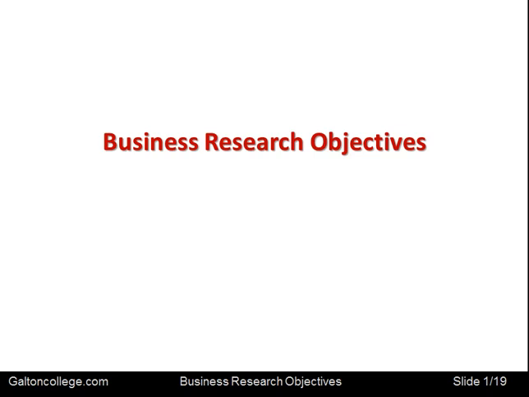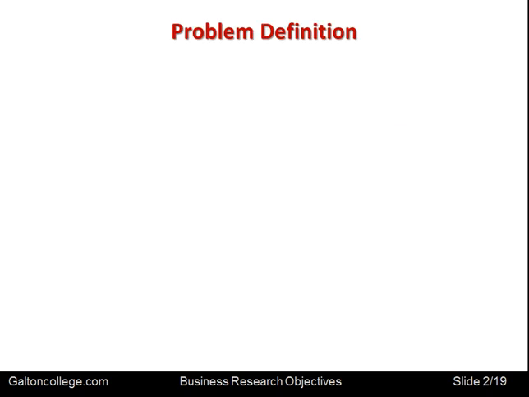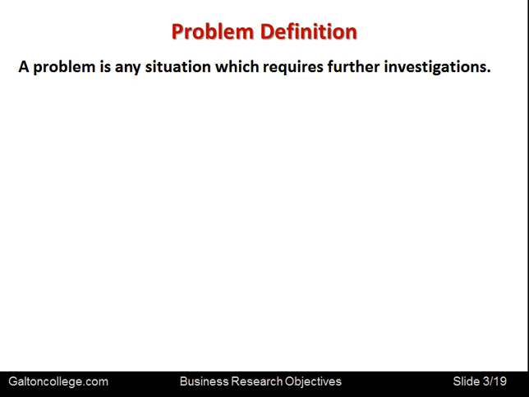In this class we're going to deal with problem research objectives. And we're going to start by looking at problem definition. A problem is any situation which requires further investigation. That's all a problem is. It's a situation that requires further investigation.